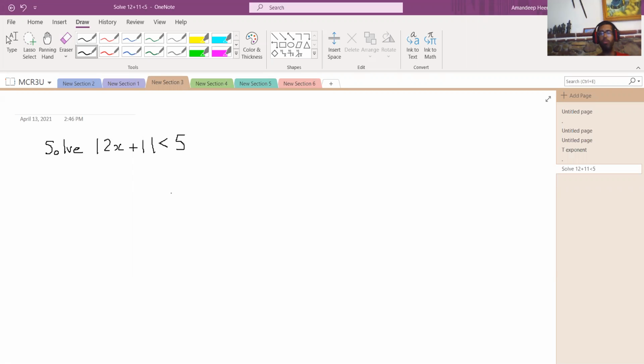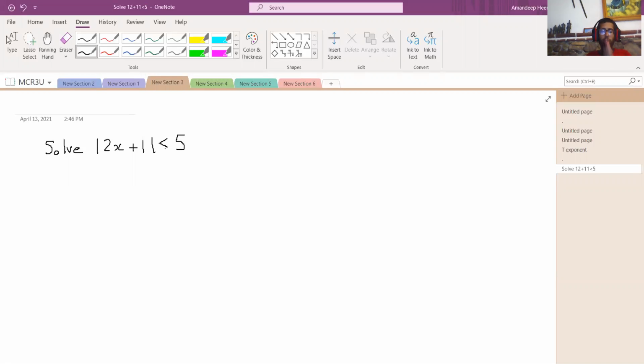Today I'm going to give you an example of how to solve an absolute value inequality. Here you have an example with two vertical bars, which is an absolute value, and you have a less than. So this is an example of an absolute value inequality.